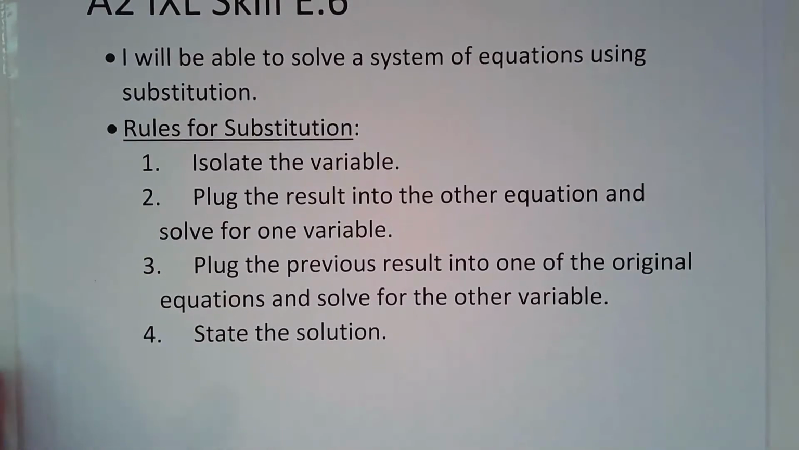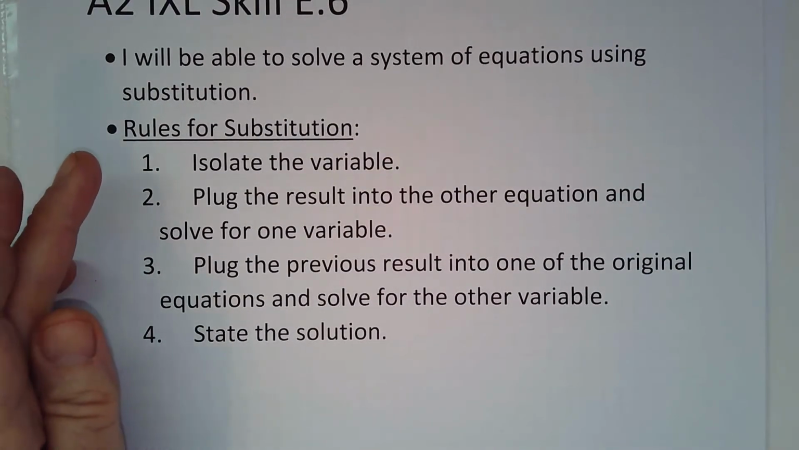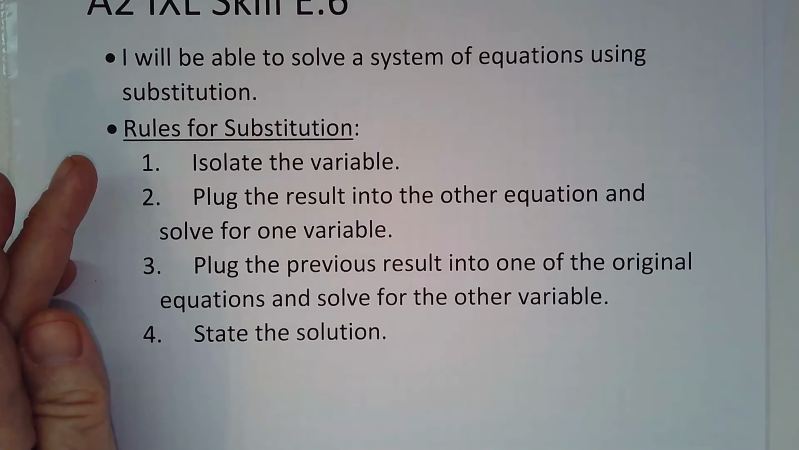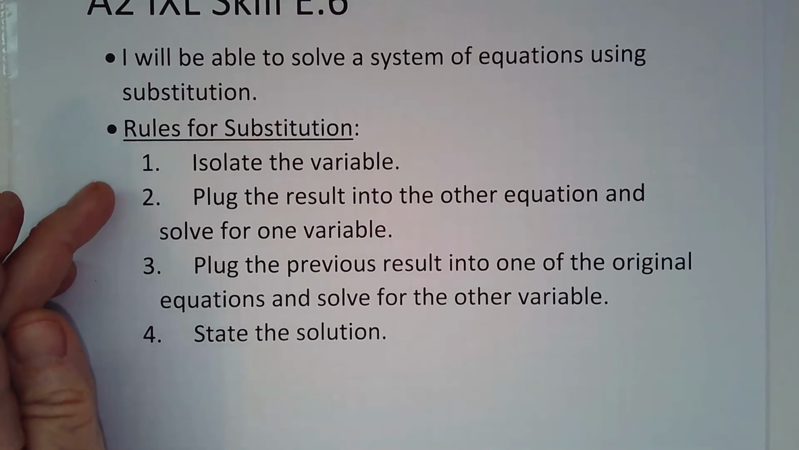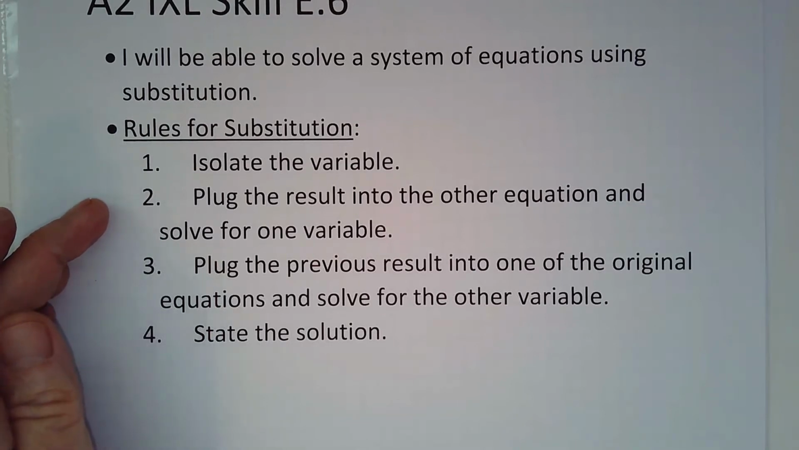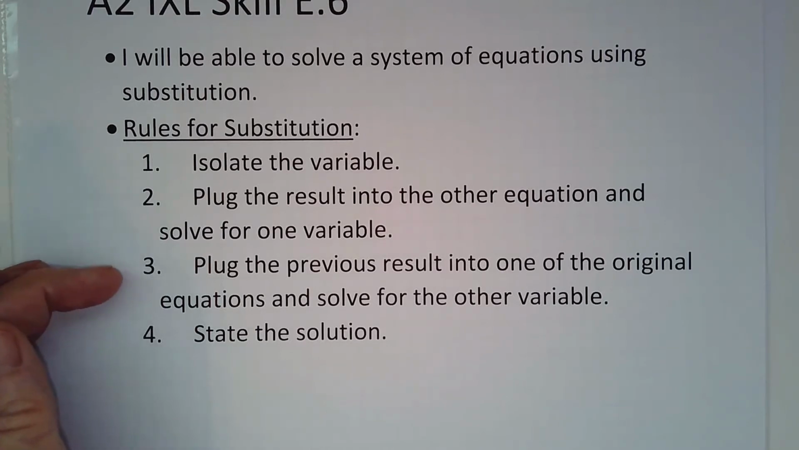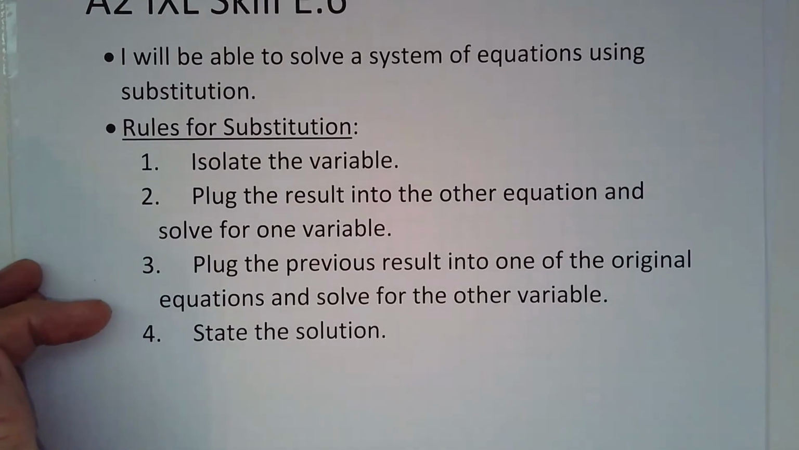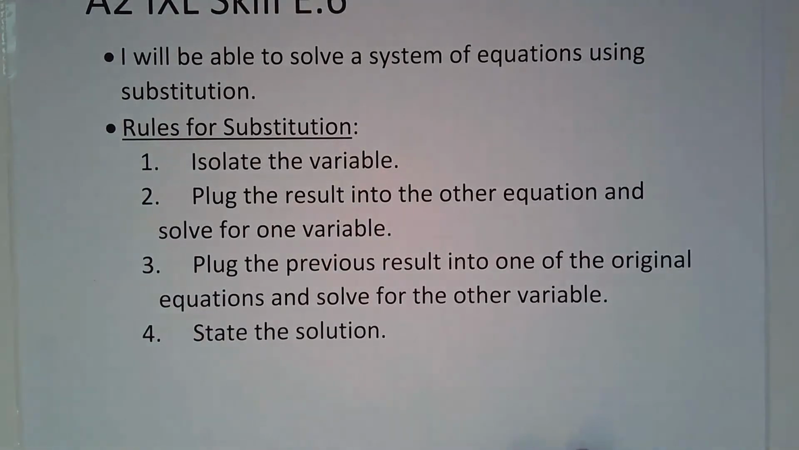So what I've done here is I've actually listed the rules for substitution so that you will have a guide to go by. So the first one is you're going to isolate the variable and you're going to plug the result into the other equation and solve for one variable. And then you're going to plug the previous result in equations and solve for the other variable and then state the solution. All right, so that's basically how it works. And now we're going to go over several examples so that you'll better understand what's going on.